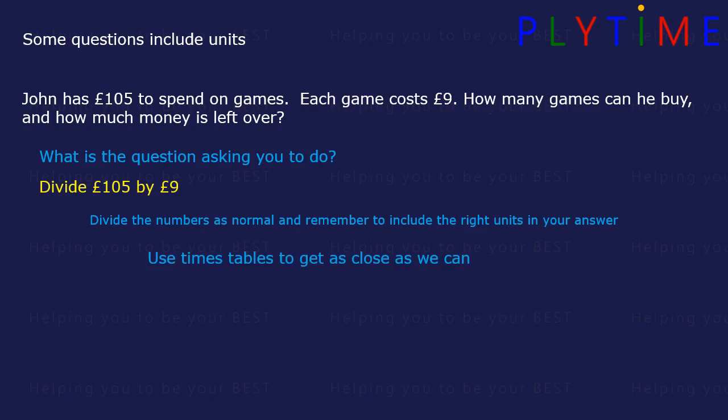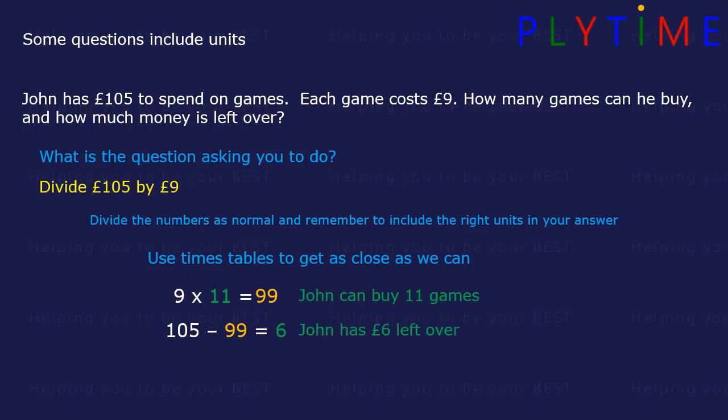Use your times tables to get as close as we can. 9 times 11 equals 99. So John can buy 11 games. Now how much is left over? 105 minus the 99 equals 6. So John has £6 left over. Don't forget the units.